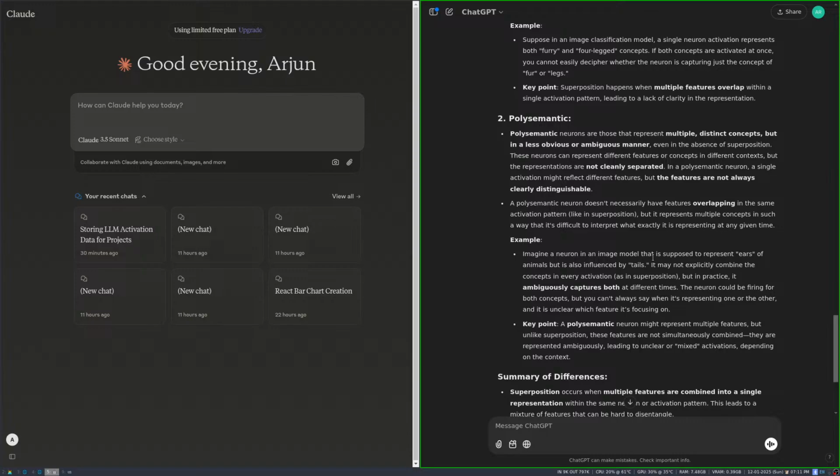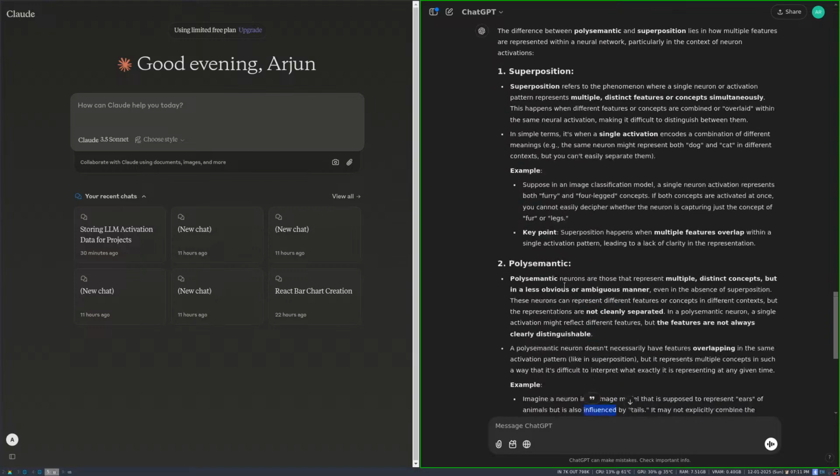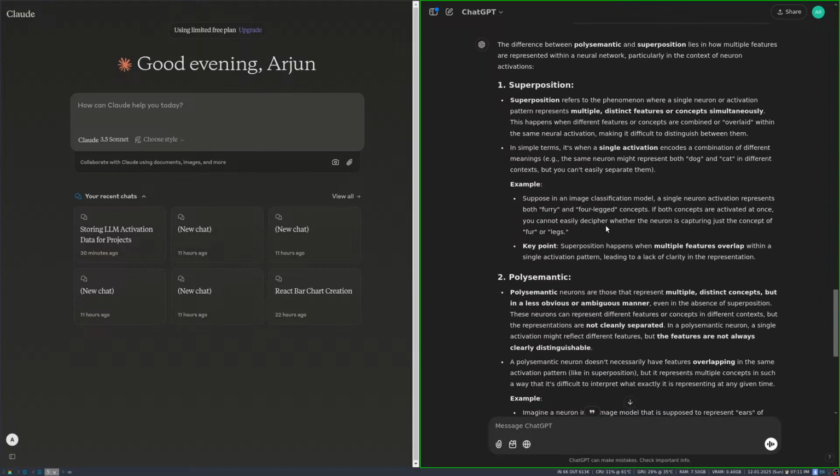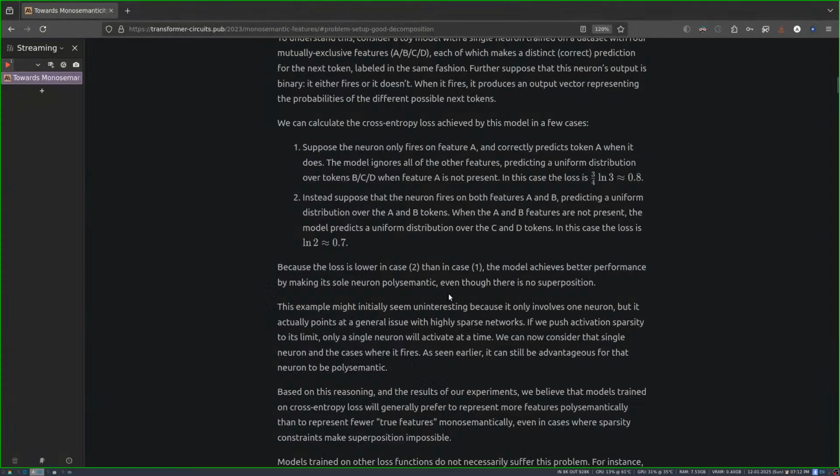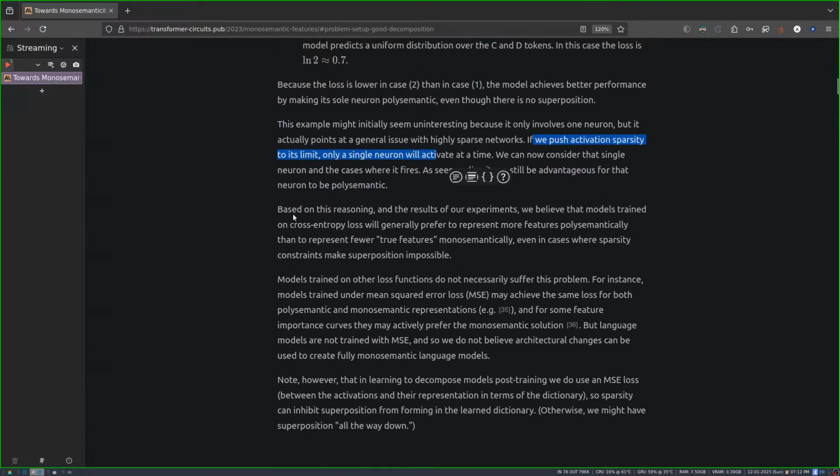So I think polysemanticity means it is supposed to represent ears, but is also influenced by tails a bit. So it's kind of confusing. But in superposition, one neuron represents fur and legs. Okay, did I clearly understand it now? I think we can move on, I'm going to skip this part.